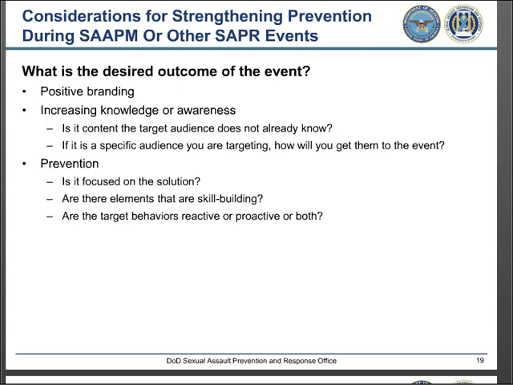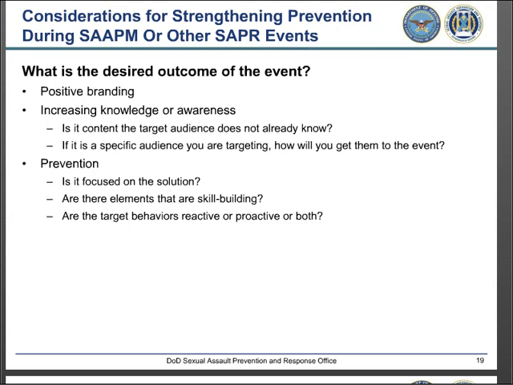The second question you see on the slide, if it's a specific audience you're targeting, how will you get them to the event? In other words, maybe you say, most of my population knows the content I want to present on, but there are these subgroups, right? Maybe it's brand new airmen or soldiers, right? Brand new sailors that are coming into my unit or in my community that I want to educate. So how are you going to make sure those are the ones that show up?